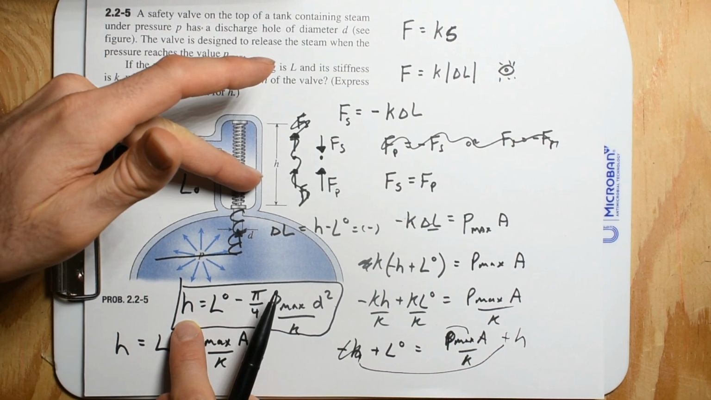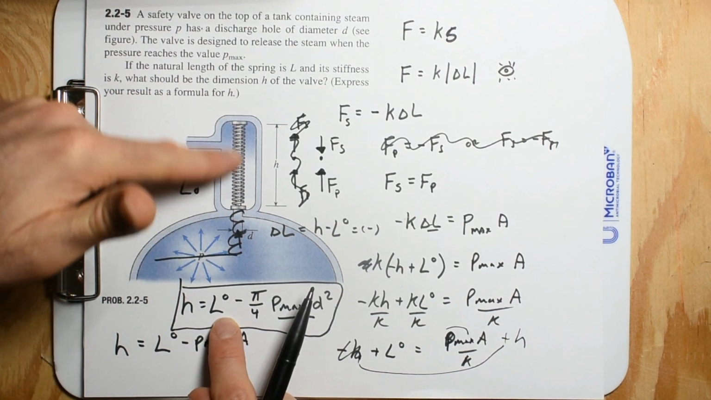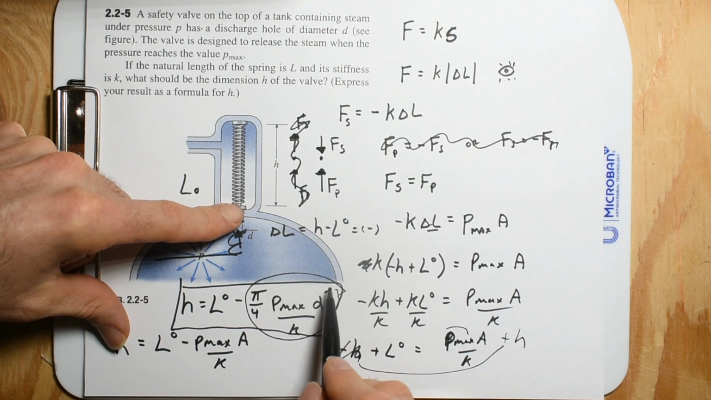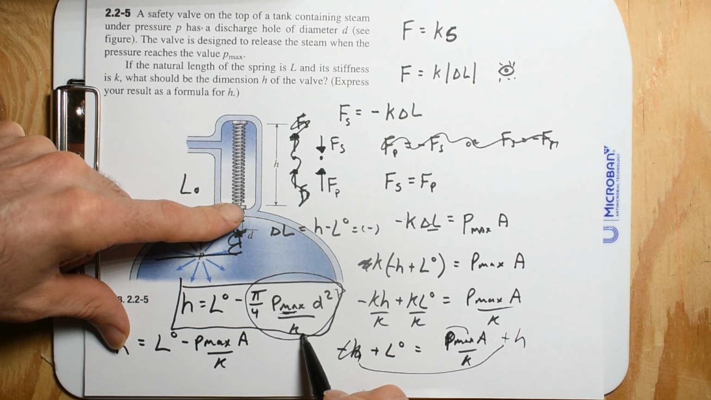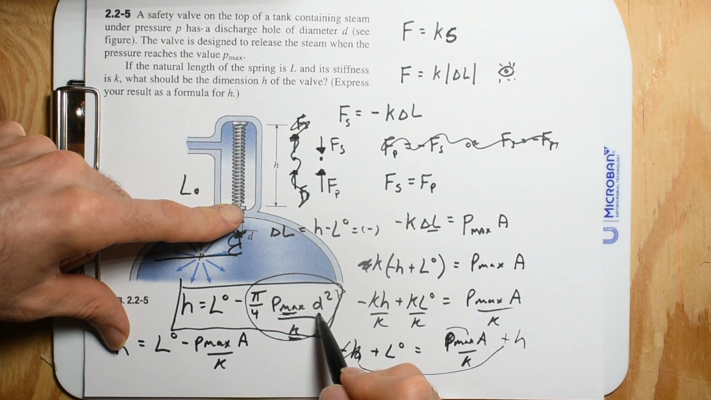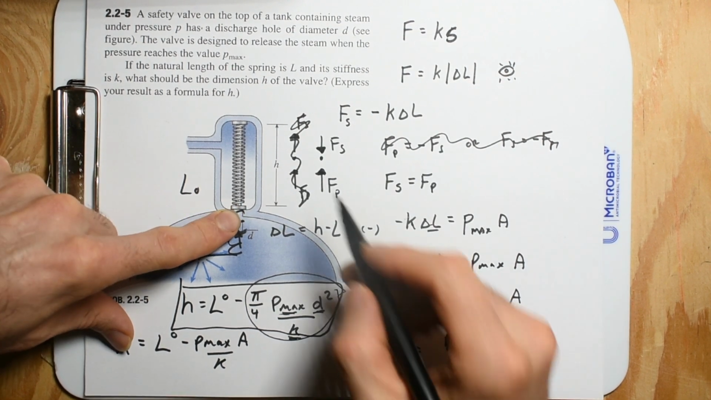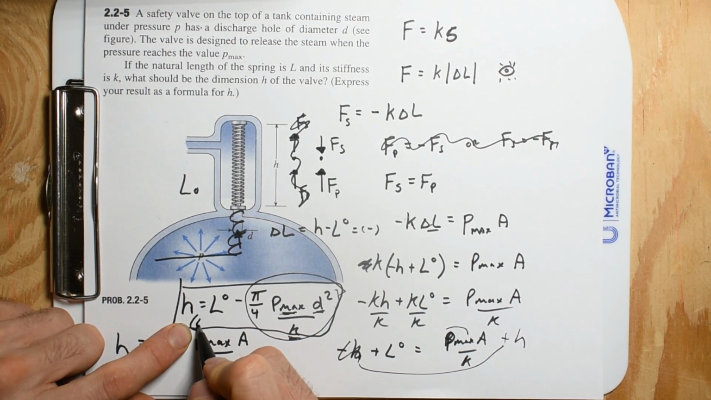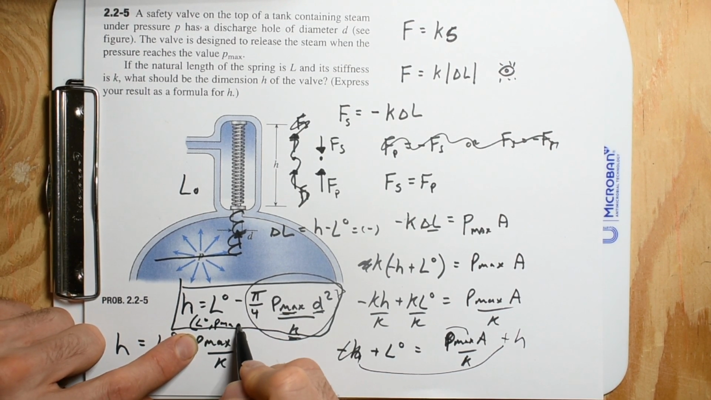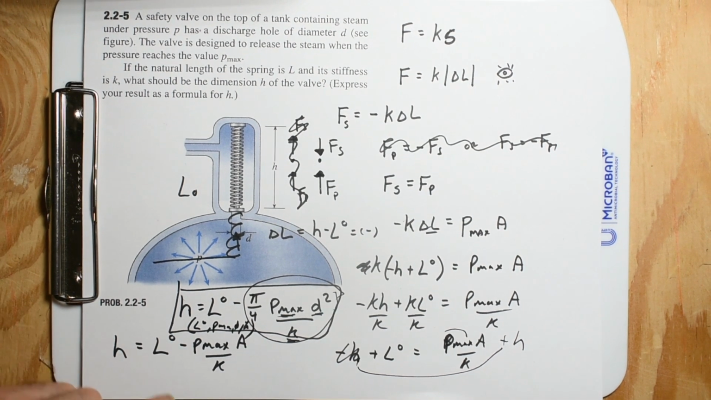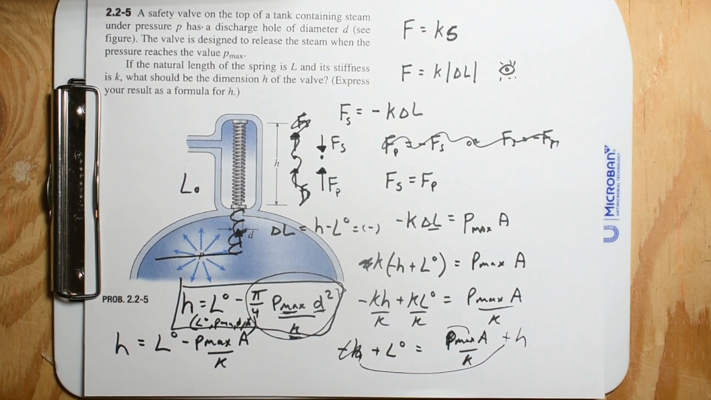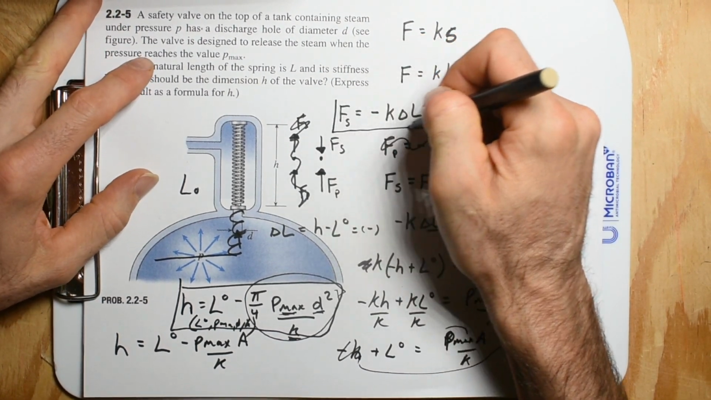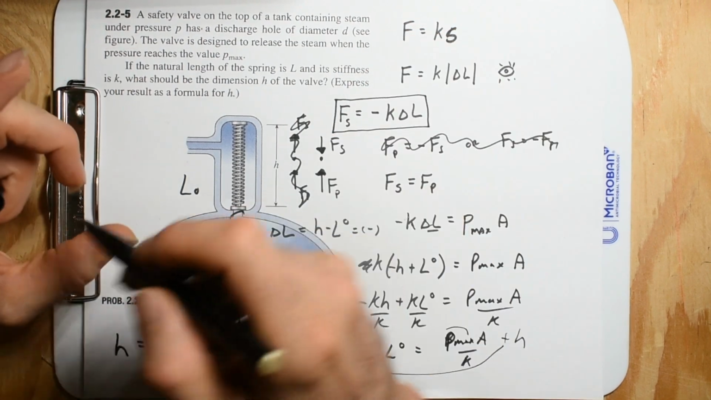You have H is equal to the length of the spring, the initial length, minus some sort of function that relates P max and the spring constant and the diameter. So there you go. We have a function of H that is a function of L naught, P max, and diameter, and the spring constant K. Hell yeah. But you know what I mean? So that was the one trip up that I got. So now I might as well just always use this equation.